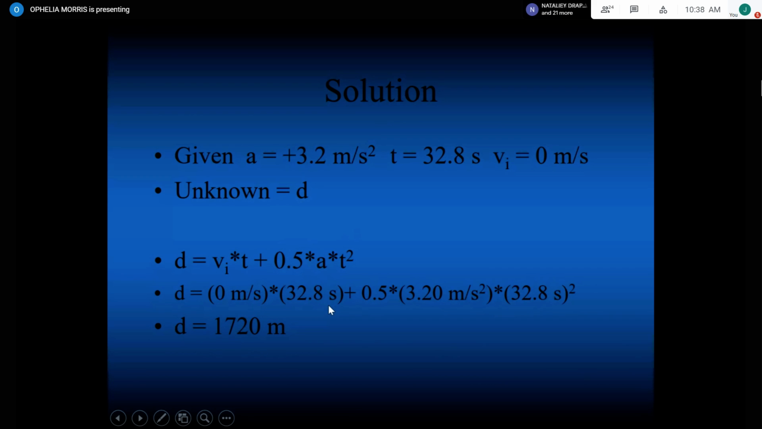Everybody see that? So the rest of it is basically going to be this number. It's going to be 32.8 seconds squared times 3.20 times a half. And at the end, I should get distance is equal to 1720. Easy breezy, beautiful cover girl. Does anybody have any question on this? No? Okay, all right, guys.